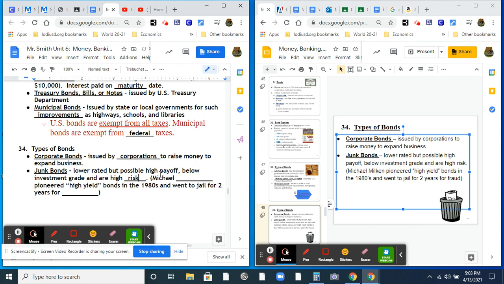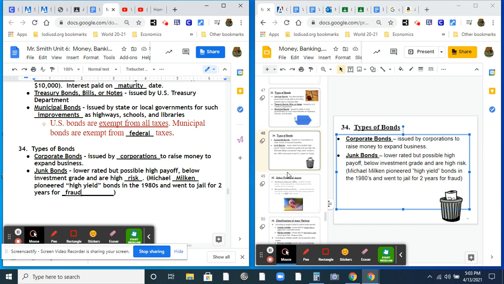Milken's kind of a famous guy, so if you're curious about him, give him a Google search when you get a minute. I wouldn't say now, though. Stay with this right now. When you go to jail for fraud, you're like not really disclosing everything you're supposed to. So, yeah, it's kind of bad.